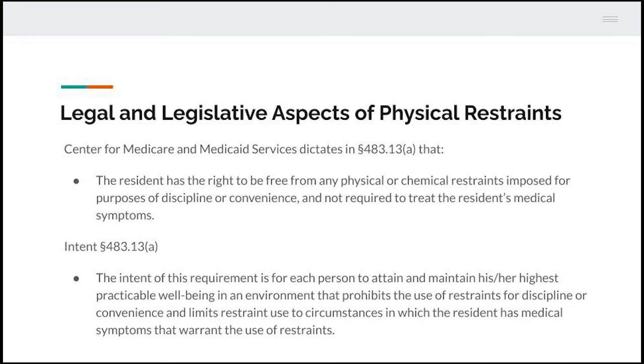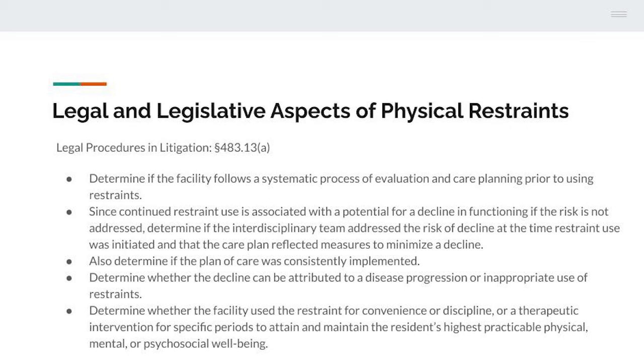The intent of this requirement is for each person to attain and maintain his or her highest practicable well-being in an environment that prohibits the use of restraints for discipline or convenience and limits restraint use to circumstances in which the resident has medical symptoms that warrant the use of restraints. If there is litigation, then there are legal procedures in place, and they will need to determine if the facility follows a systematic process of evaluation and care planning prior to using restraints.